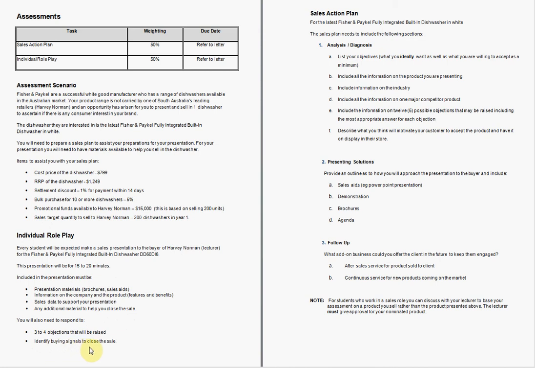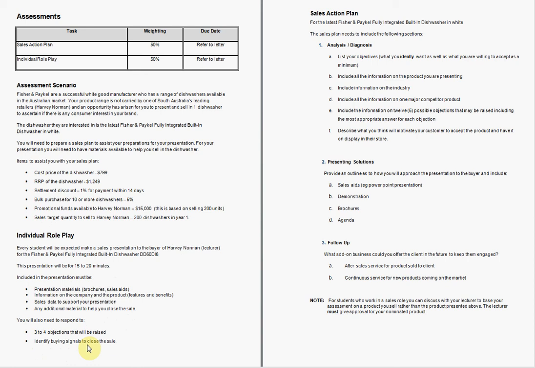Things that you need to be mindful of in the individual role play is the fact that you do need to have an introduction. So you do need to maybe talk about your company or a little bit about yourself. You also need to then talk about the actual product itself, and talk about the features and benefits of the product. You don't talk about price until the end.